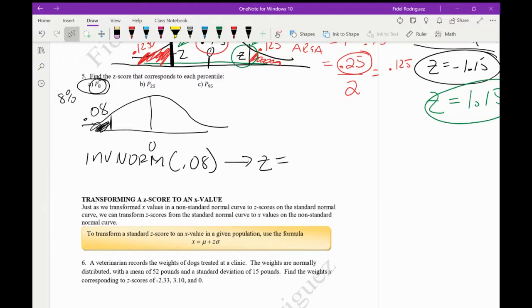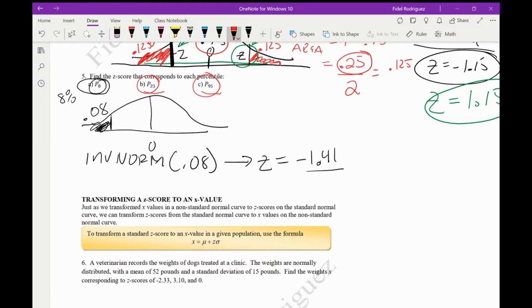So if I go second bars, inverse norm of 0.08, I'm coming up with something like negative 1.41, because I'm always going to go 2 decimal places on my z values. And then I would do the same thing for this one and this one: inverse norm of 0.25 and inverse norm of 0.95.